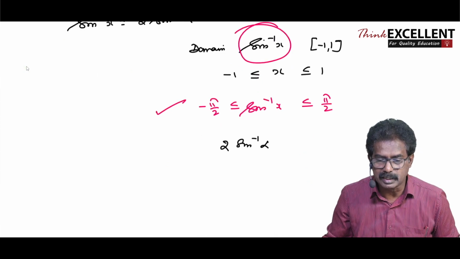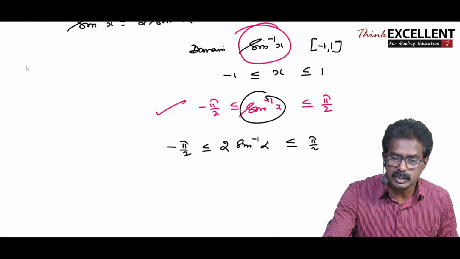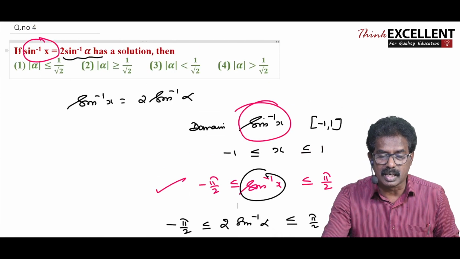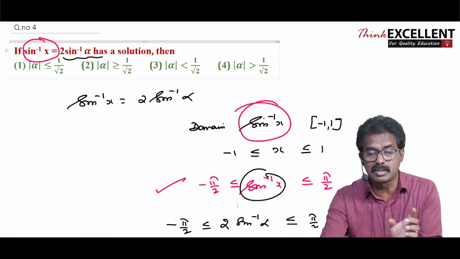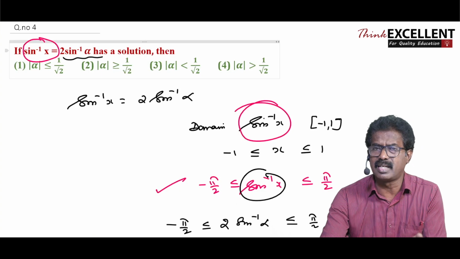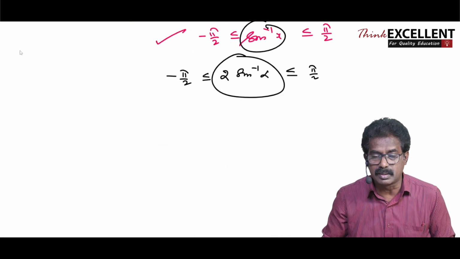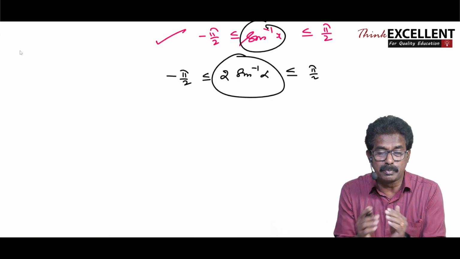Other two write as it is: minus pi by 2 less than or equal to, here less than or equal to pi by 2. Actually here it is sine inverse x, but in the question they said sine inverse x is equal to what? 2 sine inverse alpha. See the options. Alpha, modulus alpha, less than or equal to, greater than or equal to, lies inside or lies outside. Okay, please listen here. So our aim is to make this as alpha. So from here I want only alpha should be there, right?